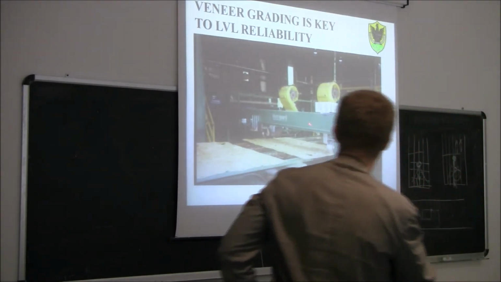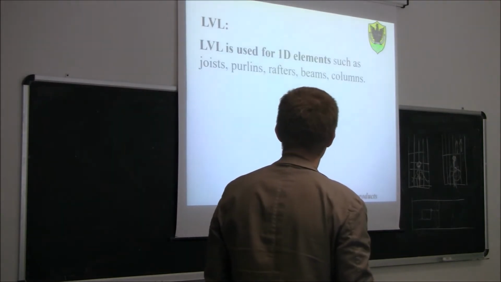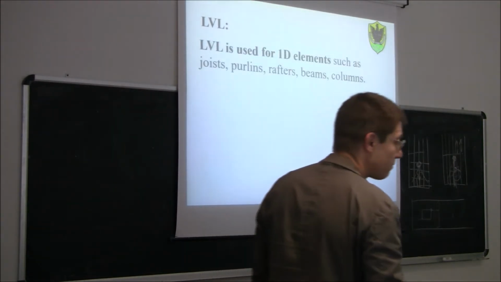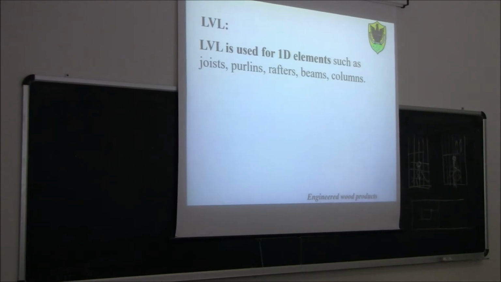So here is a production process. You see these veneers are graded. And of course, LVL is a highly anisotropic material. It's very anisotropic. It has excellent properties in one direction and very bad in the other. So it will be mostly used for 1D elements, so basically joists, purlins, rafters, beams, and columns.